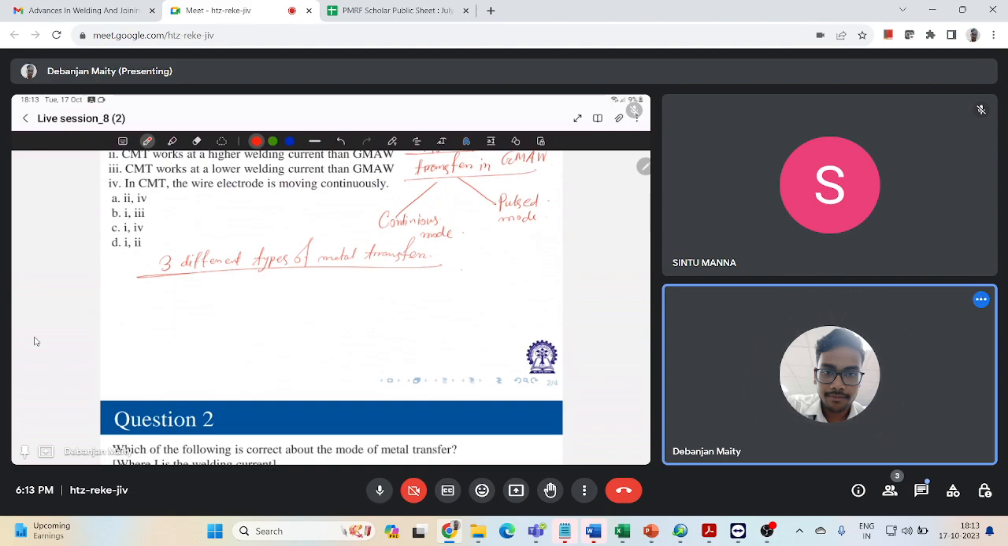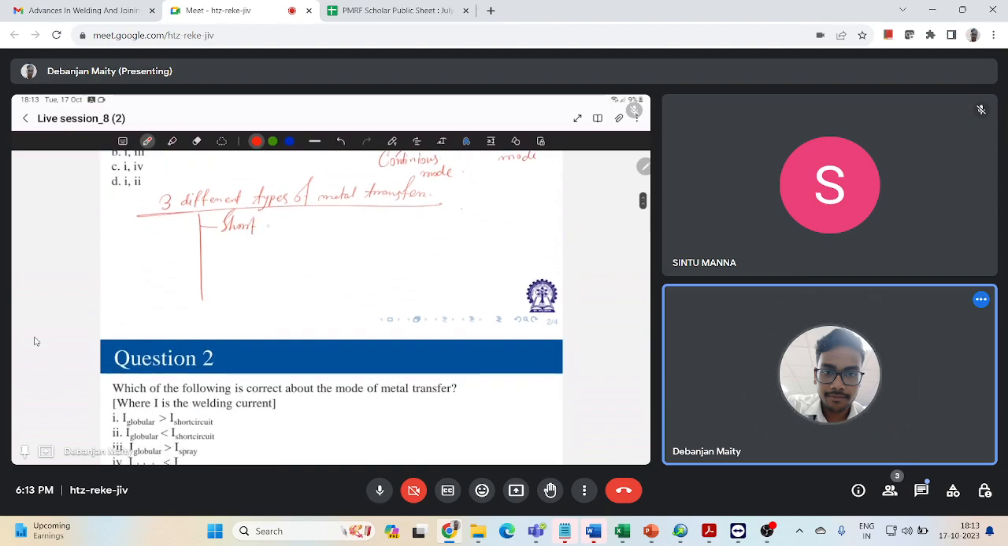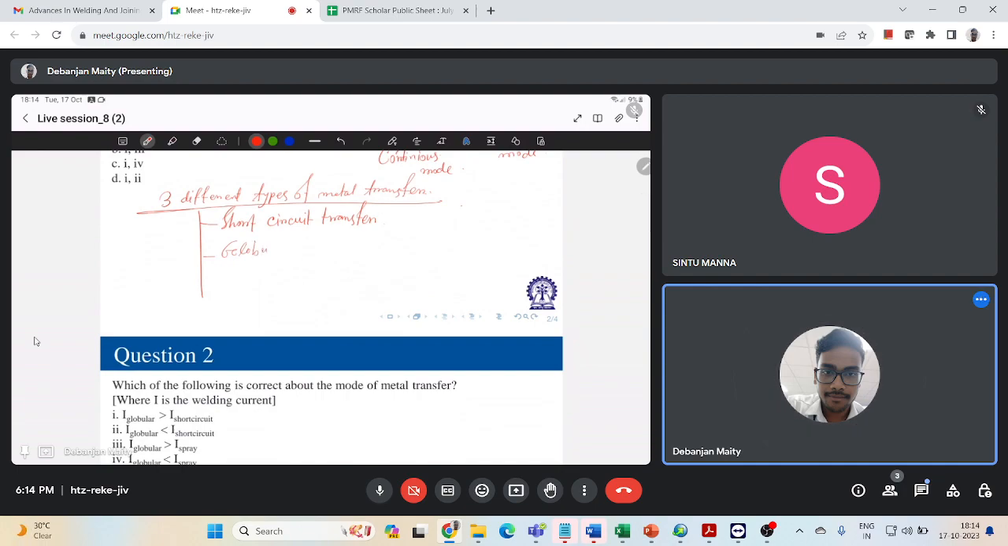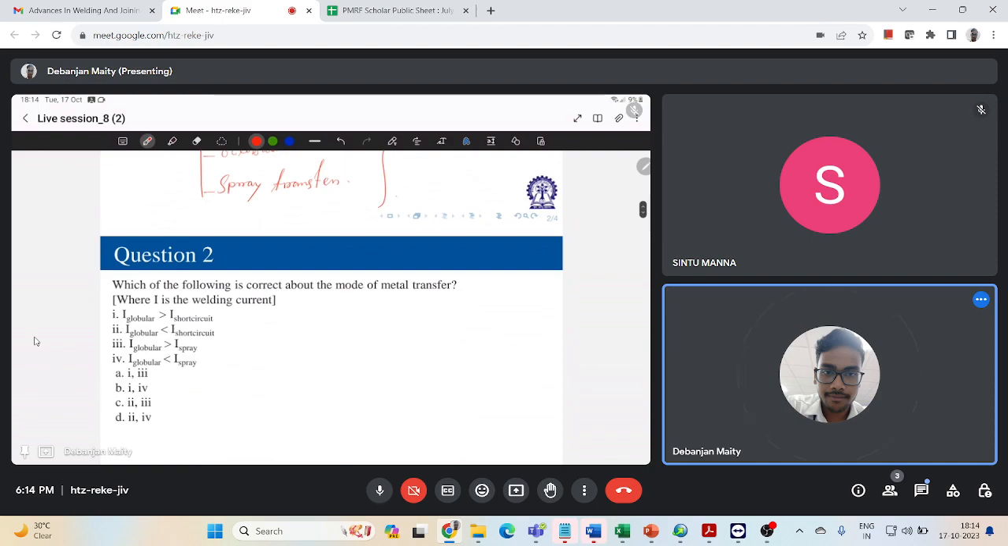What are those? You have short circuit transfer. You have globular transfer. And then you also have spray transfer. Now we'll go through them one by one.